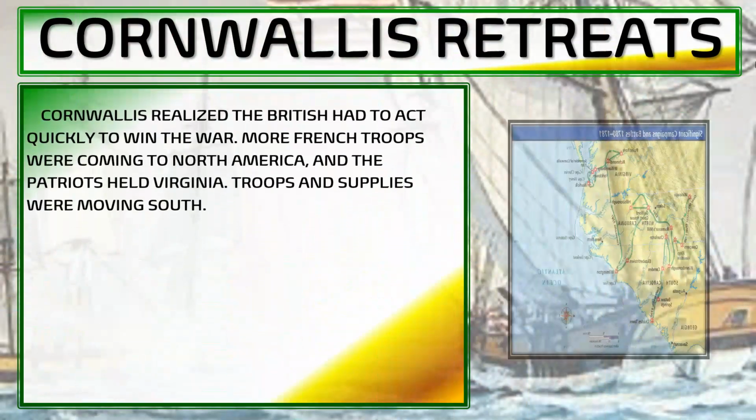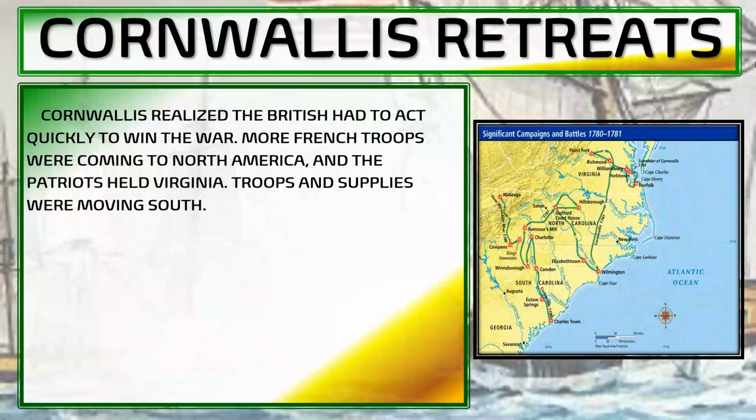Hey, last subtopic here. So we know who Cornwallis is now. He's a British general. We see the word retreats. We're like, this is looking good for the Americans, right? Cornwallis realized the British had to act quickly to win the war. More French troops are coming to North America, and Patriots held Virginia. Troops and supplies are moving south. Okay, so this is good.